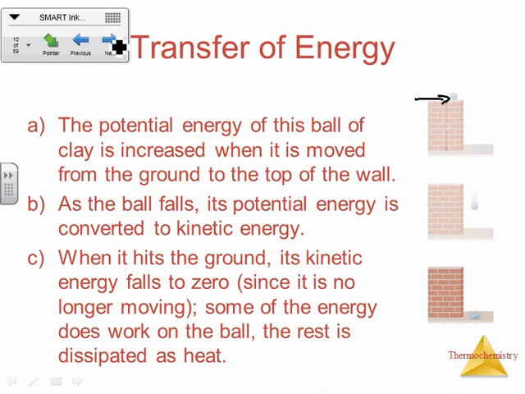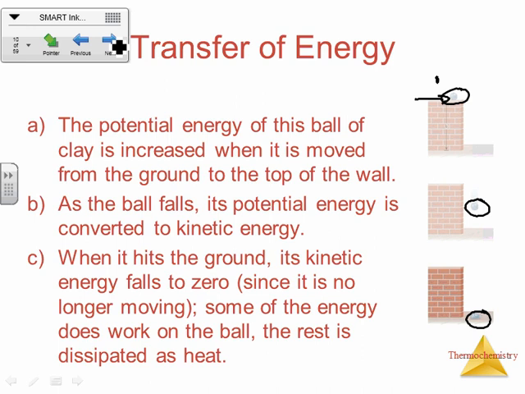So it has only potential energy up here at the top. And then here the potential energy is being converted into kinetic energy, and then down at the bottom, once it stops, it now no longer has kinetic energy. Its kinetic energy falls to 0. So some of that kinetic energy that was in it is actually used to flatten the ball, to do some work on the ball. So now the ball is a different shape than it was to begin with, and the rest of that kinetic energy, we lose it as heat to the environment around it.